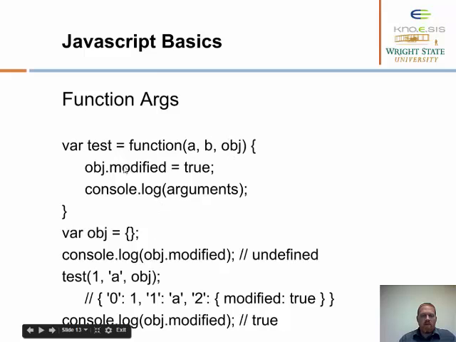And now once it's passed in here, we set modified to true. Basically, that will actually create a key-value pair of modified and true, just like here. And this is what the output of console.log arguments would be. Now, when we come back from that function and test this again, you can see that object.modified is true because we passed it by reference.